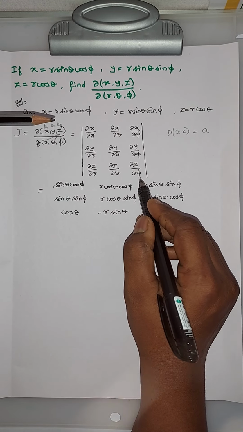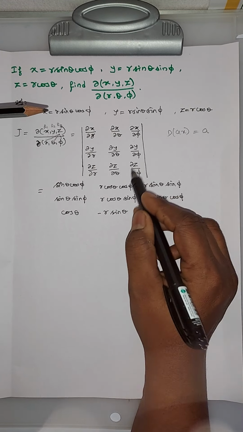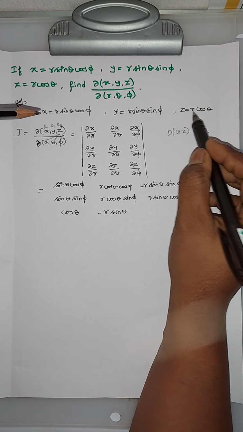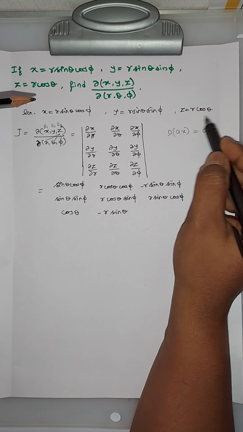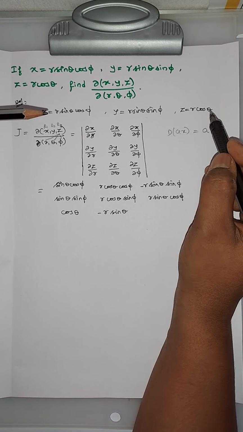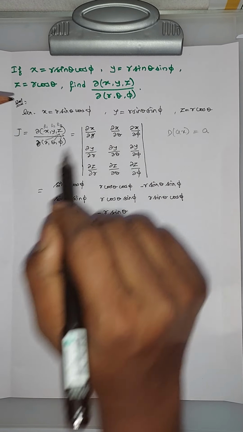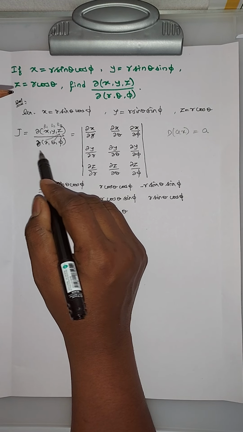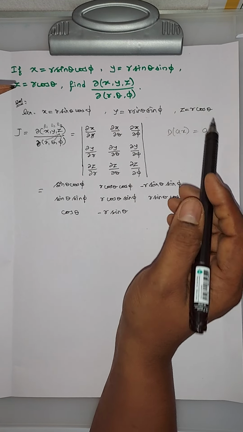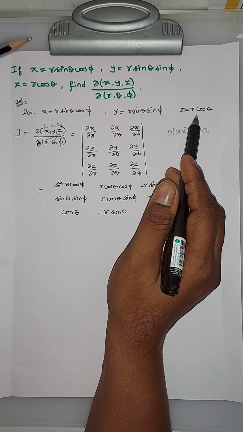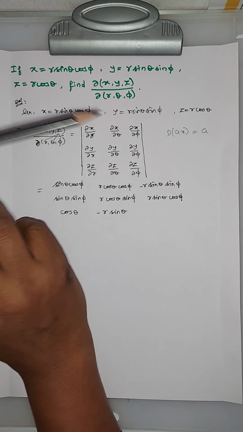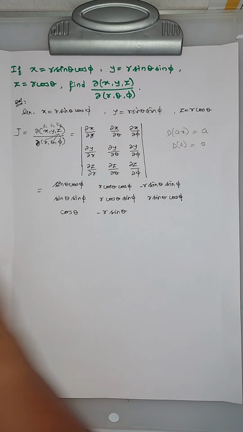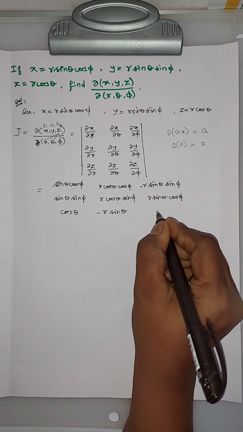Now moving on to the last element. The last element is dou z by dou phi, that is we have to differentiate z partially with respect to phi. In that sense, the other variables r and theta remain constant. And when we differentiate any constant, it becomes 0. Differentiation of any constant is 0. So here it is 0.